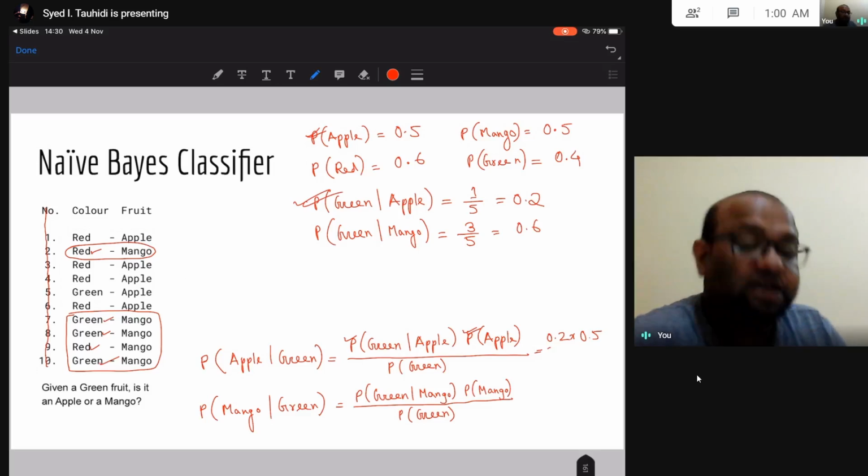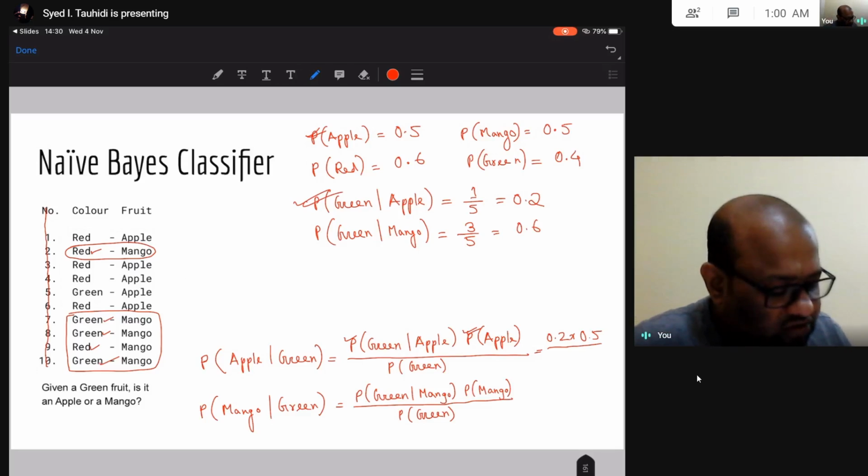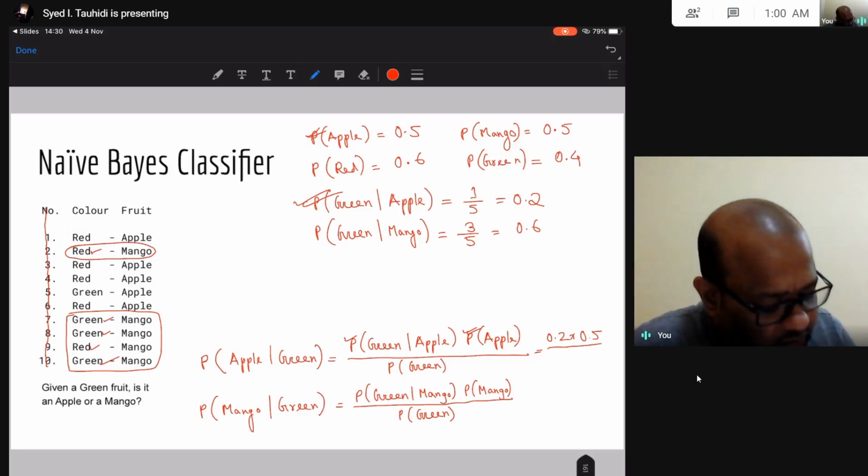I have said something very important. I have used this word, in the world. I am going to talk about that soon. Then what is the probability of green? The probability of green I have found is 0.4. If I do this calculation, I am going to find this is equal to 0.25.